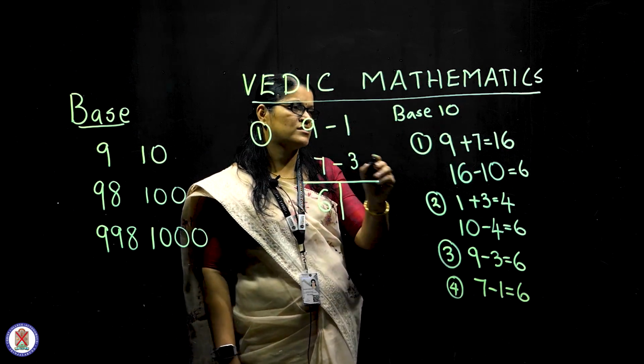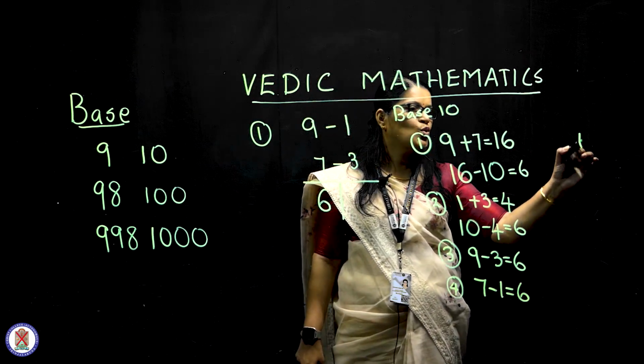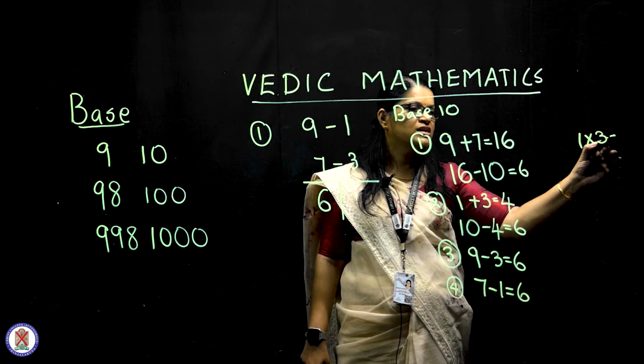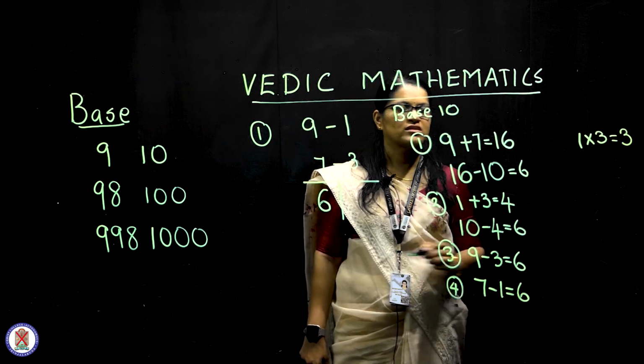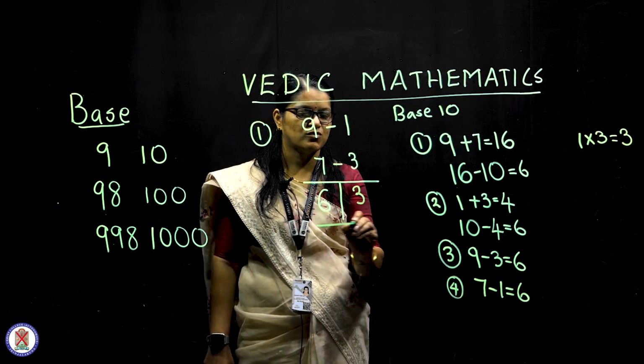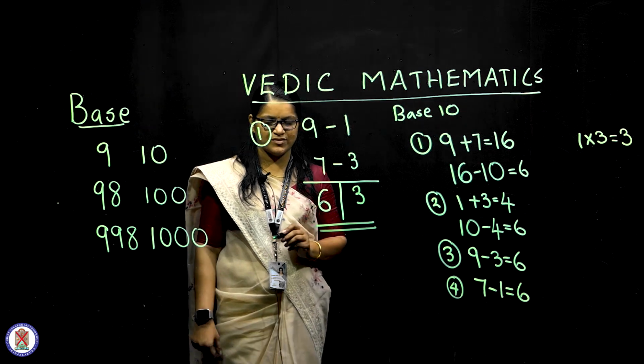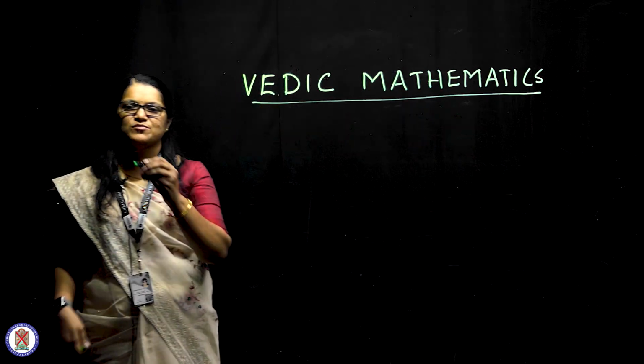To get the right hand side portion, you multiply this 1 and 3. 1 into 3 gives you 3. The answer is 3. So, this is the method for multiplying the numbers 9 and 7. Now, let us see the second example.